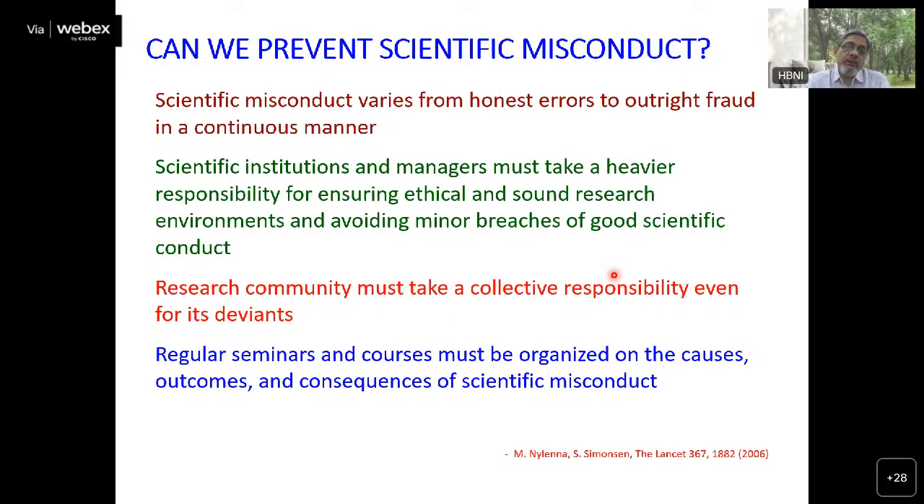Then again, the research community as a whole must take responsibility, even for people who are actually into scientific misconduct. And there must be regular seminars and courses organized at all institutions on why this scientific misconduct happens, what happens when such a thing is undertaken, and what could be the consequences of scientific misconduct. All these points must be made aware to the younger generation of people for their own sake.